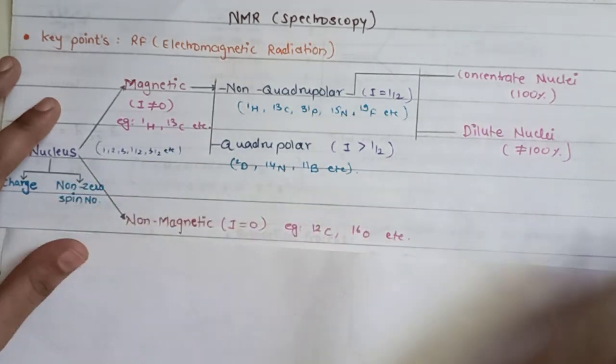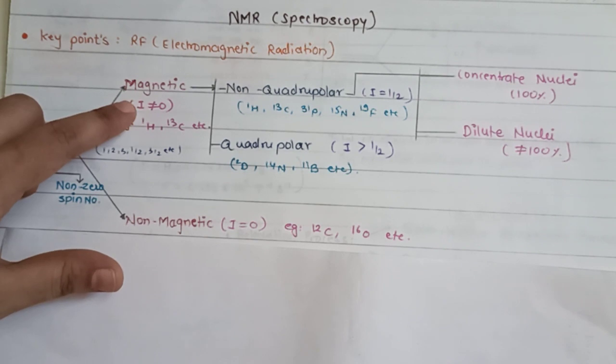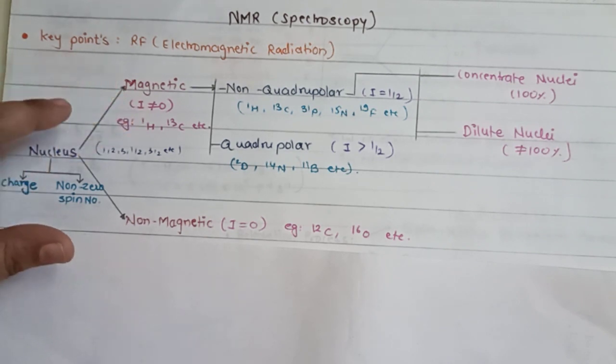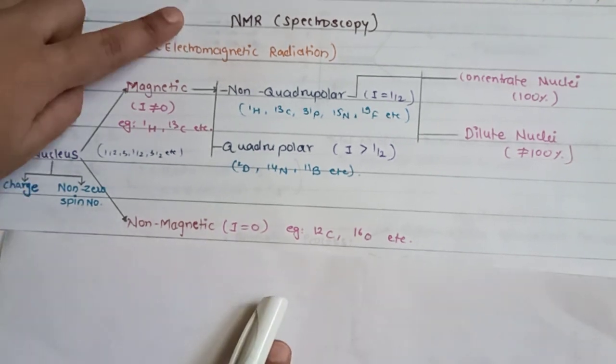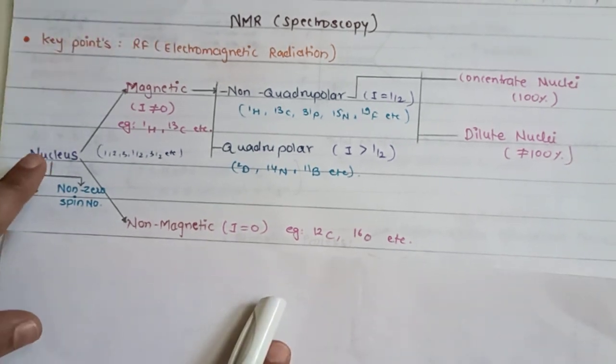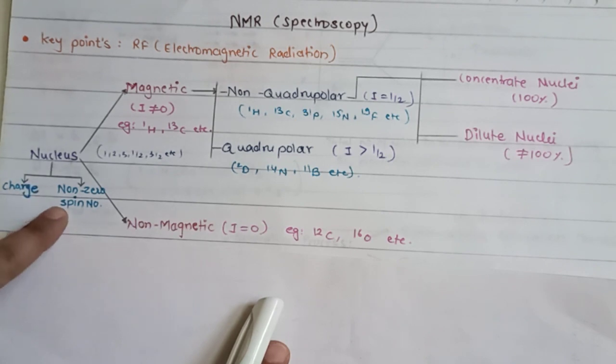So they are going to be integral or half integral. But what should they be? They are going to be not equal to 0. So we call that here a magnetic nucleus. So this is the first criterion: to understand NMR spectroscopy, first we have to consider the nuclei of the atoms. That nuclei of the atoms should have some charge and a non-zero spin number.